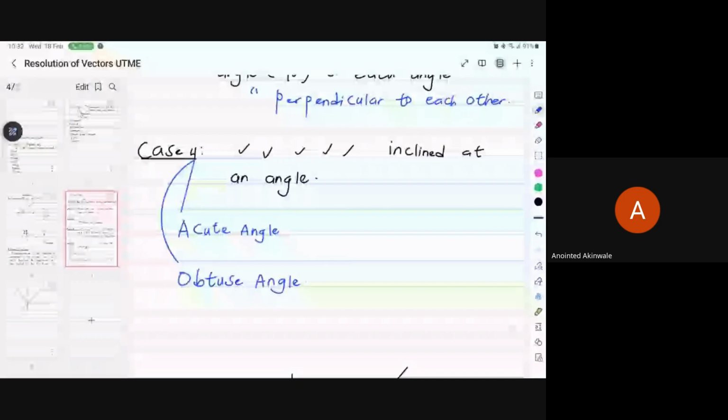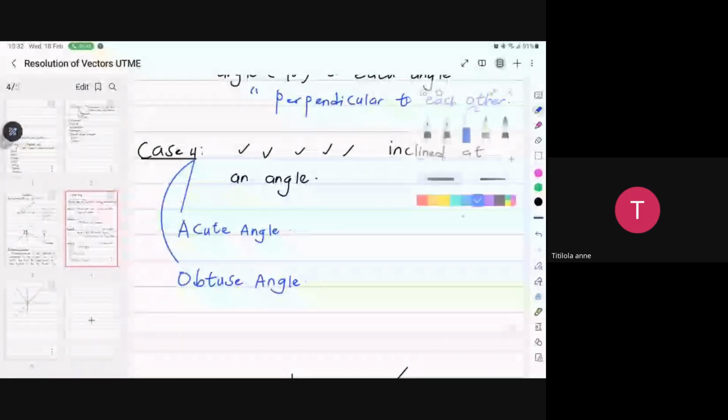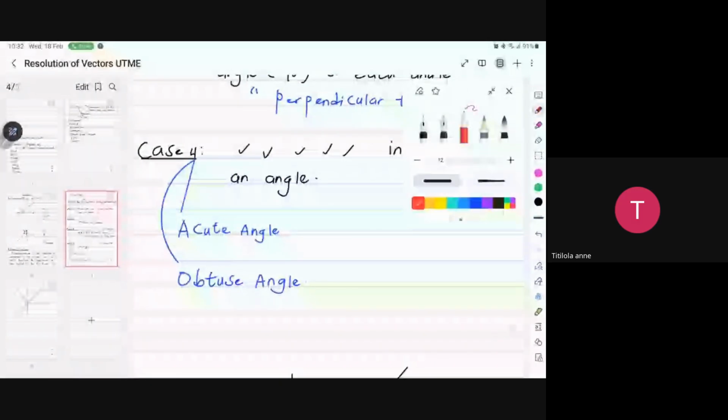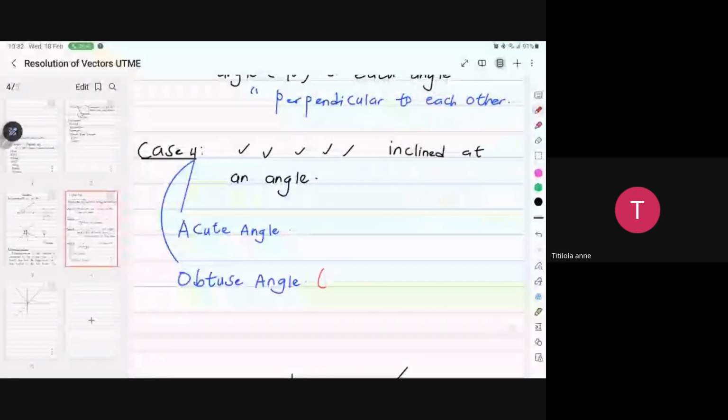An obtuse angle is greater than 90 degrees, but less than 180 degrees. Okay. Ferrami, when I asked you, you didn't answer. Okay, Titiola, over to you. Okay, go ahead and answer. What is an acute angle? It is less than 90 degrees. Okay, less than 90 degrees.